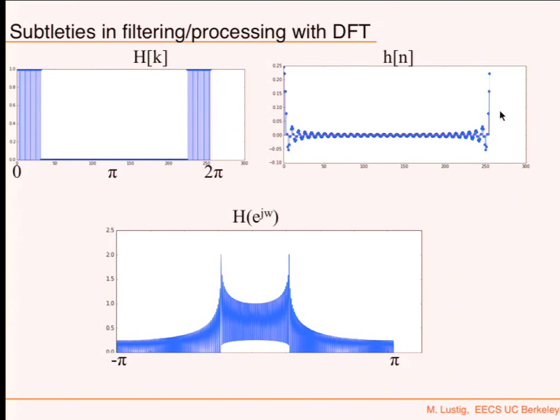Now, mind you, for the frequencies corresponding to those values of h of k, it is on. So there are places here where it's 1, 1, 1, 1, 1, 1. It is 1 over there. But in between, it's not 1. It is 0 in discrete places, but not in between.